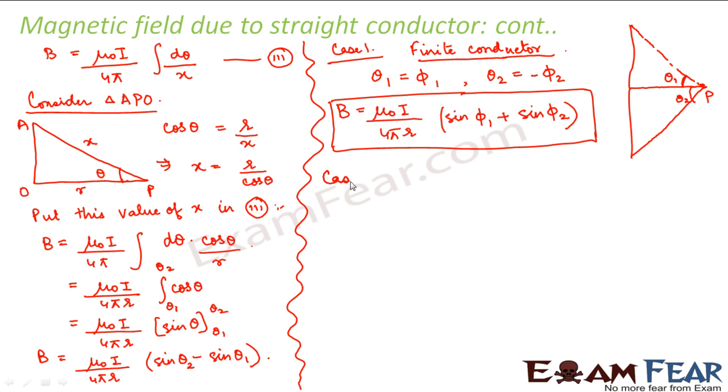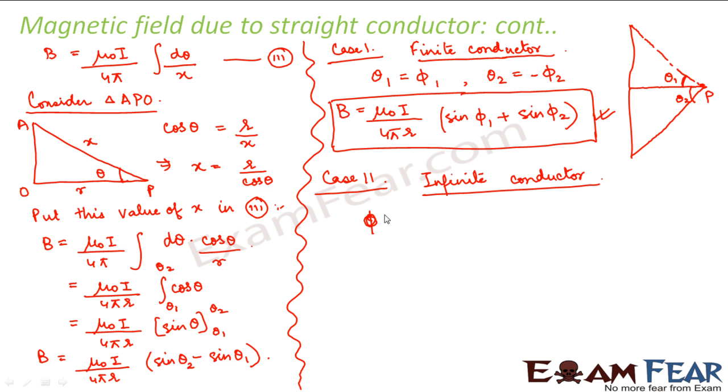Now let us consider the second case of an infinite conductor. So what happens if the length of the conductor is infinite? In that case, what would be the values of phi 1 and phi 2? So you always keep this expression as your general expression. Because if you keep the other expression as your general expression, you have to incorporate the signs of theta 1 and theta 2. But this expression is already after including the signs of theta 1 and theta 2.